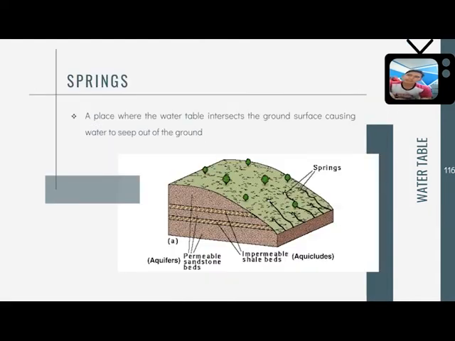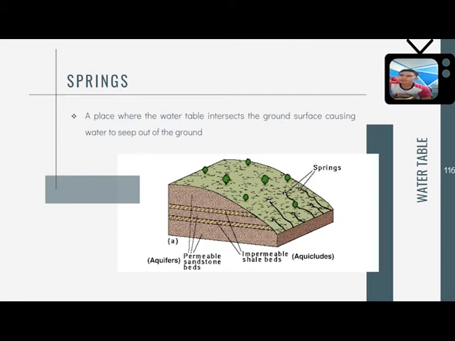Springs, a place where the water table intersects the ground surface, causing water to seep out of the ground. Water well. A water well is made by drilling or digging into the zone of saturation. Pumping water from a well causes a cone of depression.